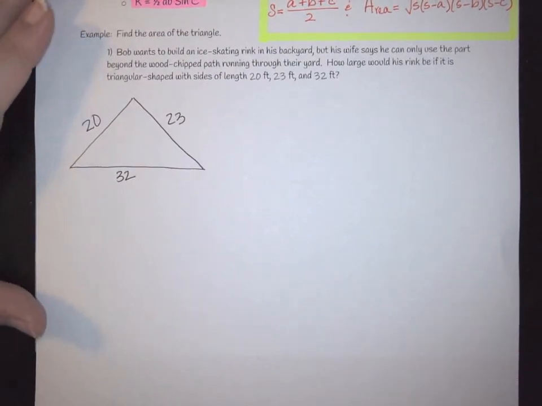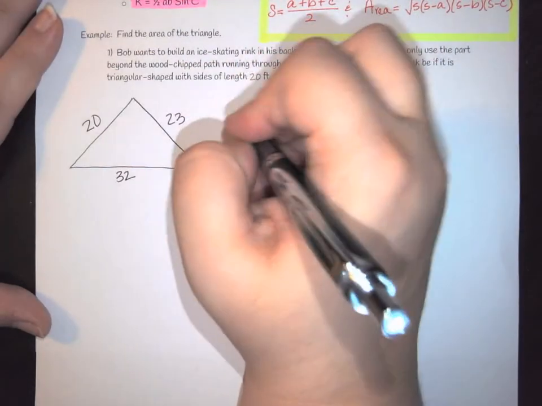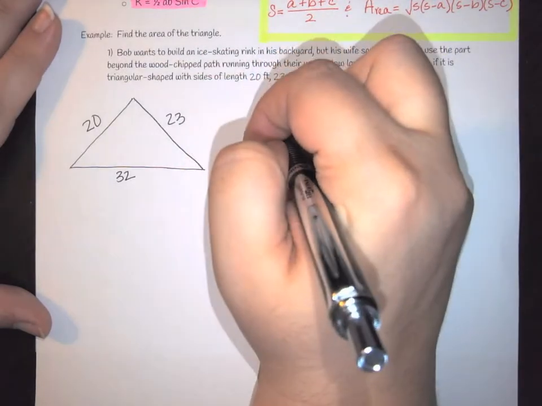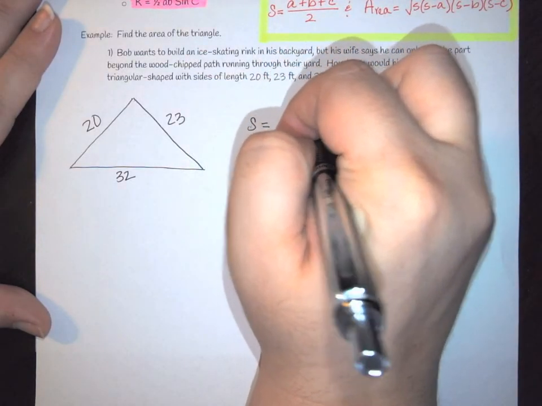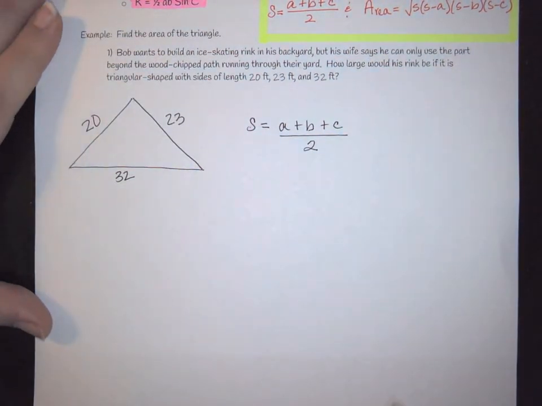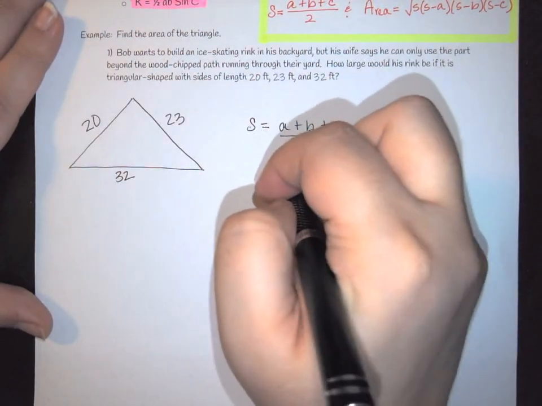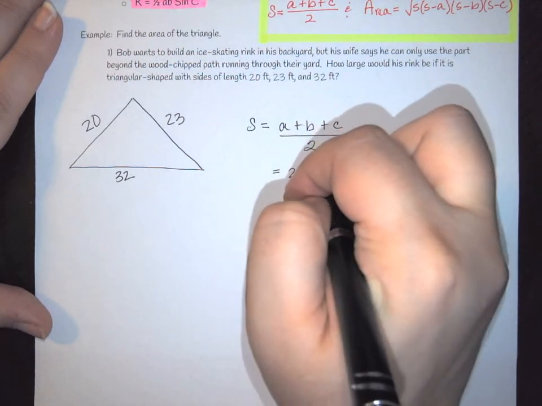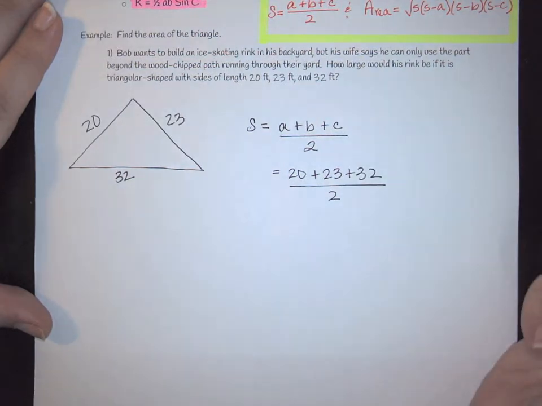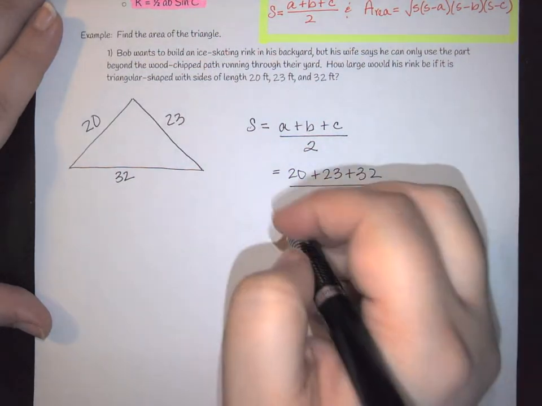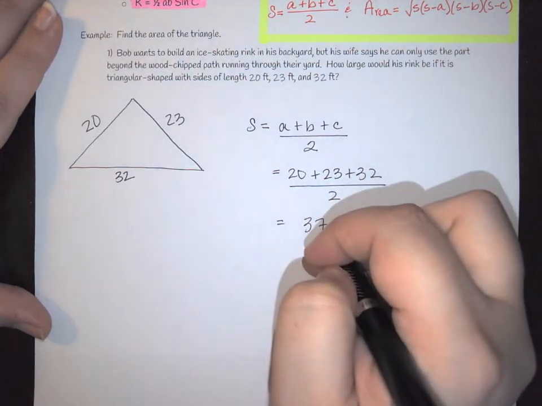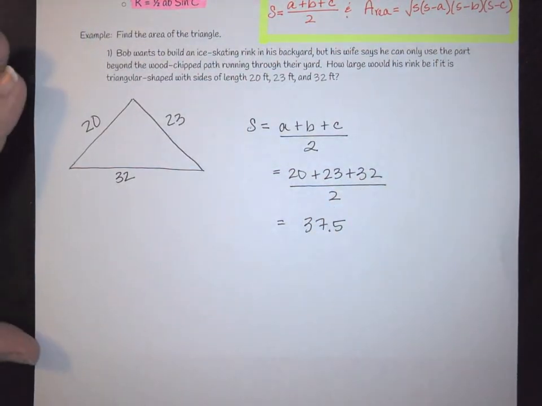So here we could go ahead and apply Heron's formula, which says the first thing we need to calculate is your S. S is found again by doing A plus B plus C divided by 2. So in this case, we would do 20 plus 23 plus 32, divide the whole thing by 2. When we do that, we're going to come out with 37.5 as being your S.